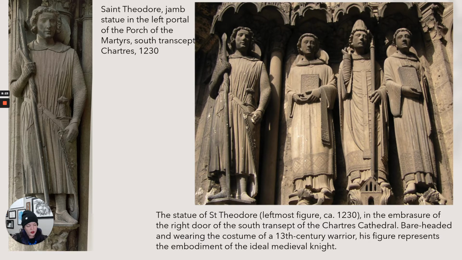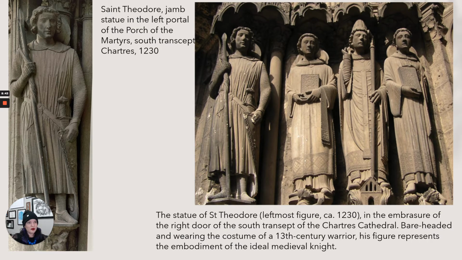These are a really good example of the High Gothic. As we're moving forward in time in the Gothic, this is between 1220 and 1230 when these are made. They're more independent from the wall. They're more in the round, even though they're still attached.